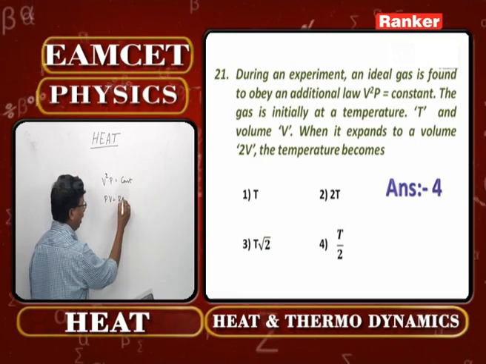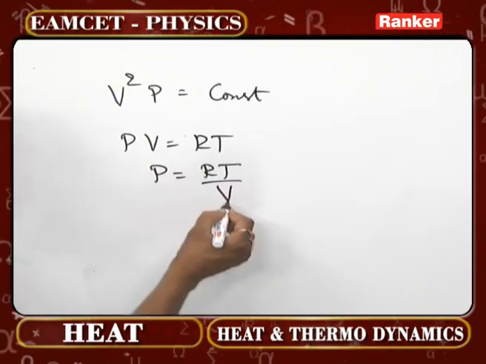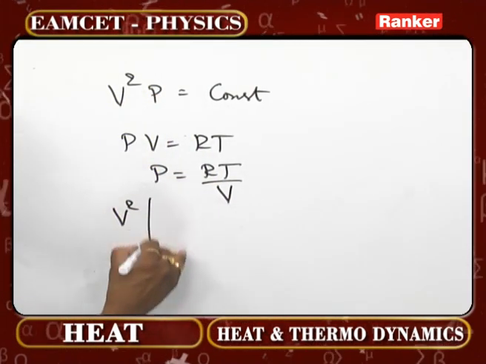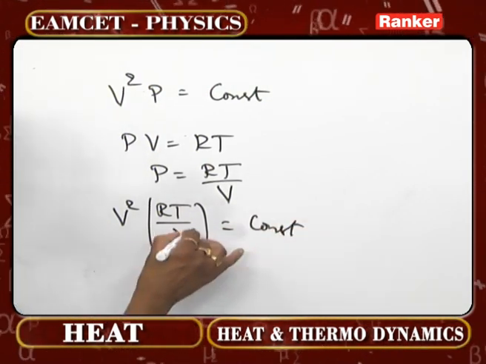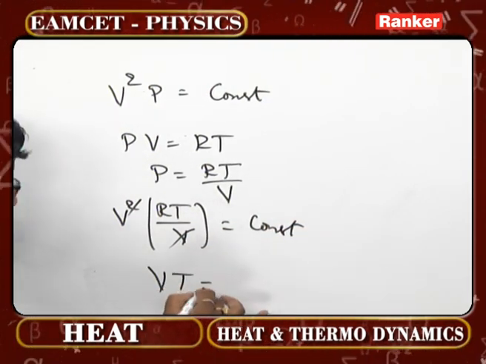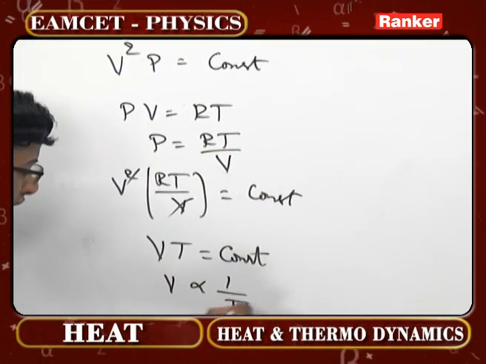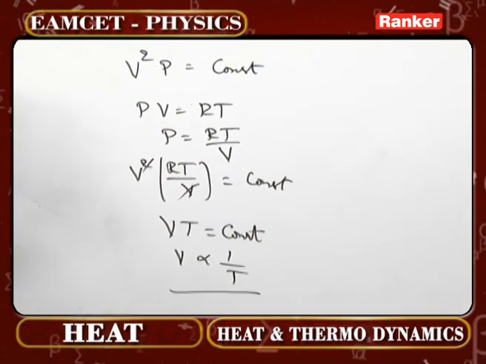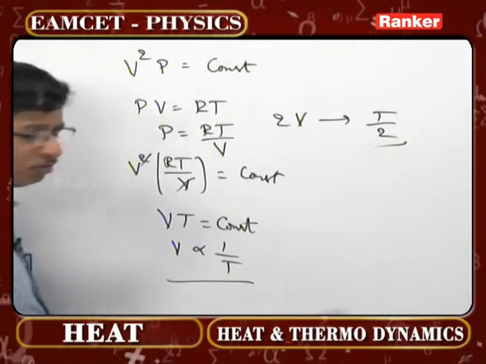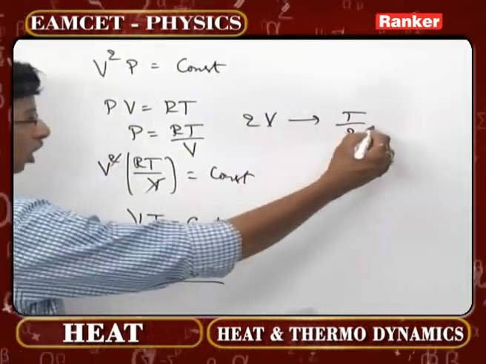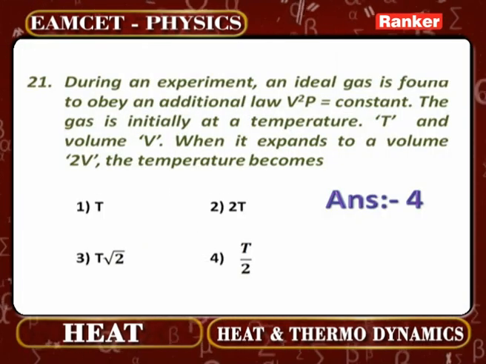PV is equal to RT I can take, and P can be written as RT by V. Substitute that here. V square into RT by V is constant. In other words, V getting cancelled, V into T remains constant. Then what can you understand? V and T are inversely proportional to each other. When volume becomes 2V, then automatically temperature becomes how much? Half. So the fourth option will be the correct option for question number 21.